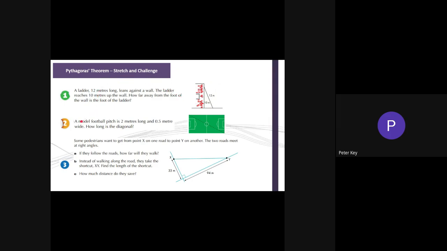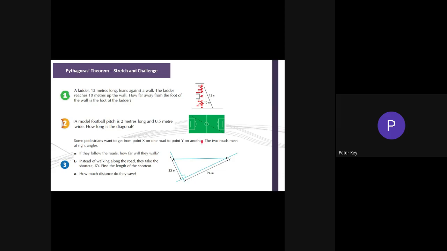So this one, a model of a football pitch is 2 meters long and 0.5 meters wide. How long is the diagonal? Okay. So for an example, if I wasn't given this image here, because that's showing you the diagonal there. If I wasn't given this image and I just had a football pitch is 2 meters long, so I know I need to come across 2 meters. I know that it's 0.5 meters wide. So the width is going to be 0.5.